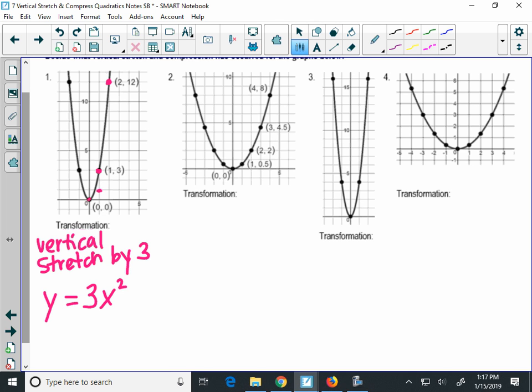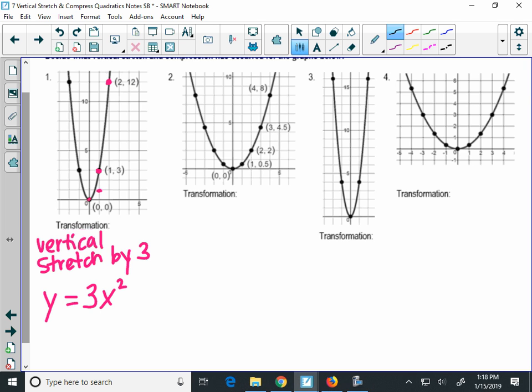Now when I go to number 2 here, I start at the origin, I go out 1. How many do I go up? Half. And if I go out 2, I go up 2. So how much is that compared to the original parent function pattern?